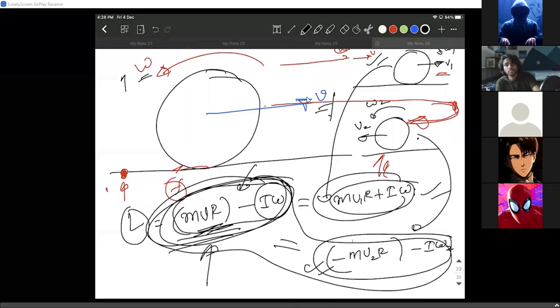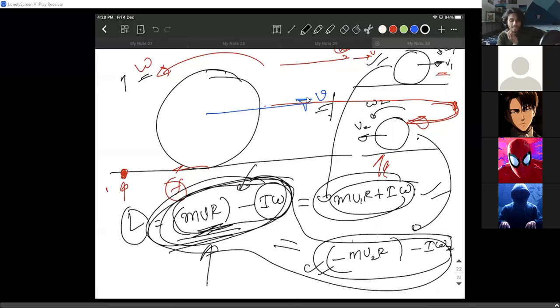Aniket. One small doubt: if omega is too much and V is too small, can it happen that it goes forward first, then comes back and again slips? No, it won't slip. Once it gets into pure rolling, nothing will happen for sure.